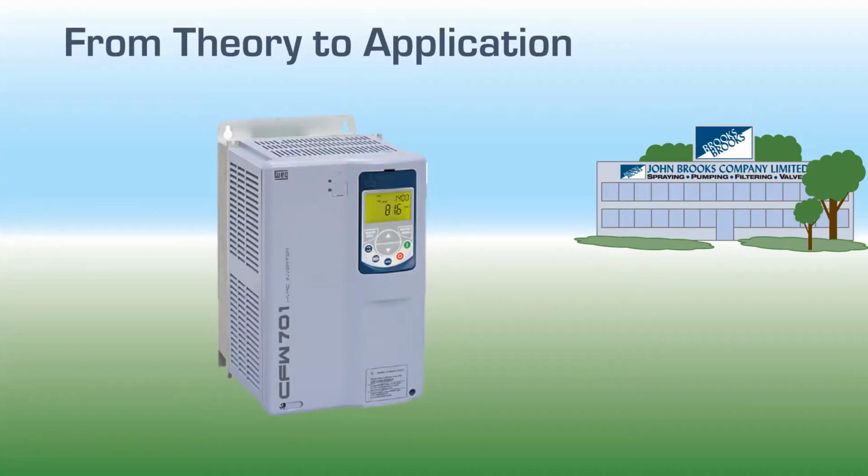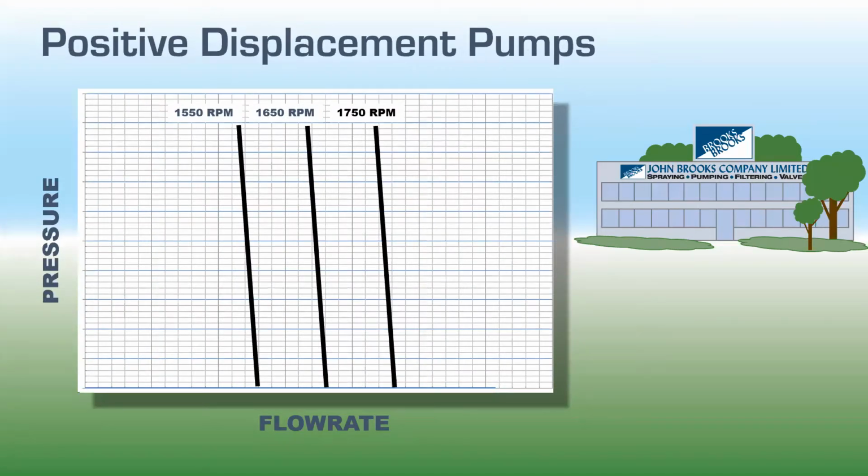So from theory to application now, hopefully that gave us some background information. Why do we want to vary the speed of a pump or many other pieces of equipment? But let's talk about pumps, obviously. As we spin a pump faster, or rotate a pump faster, or add more piston strokes, we're going to move more fluid. And that's usually the reason why we want to change the speed of a pump. We want to move more fluid.